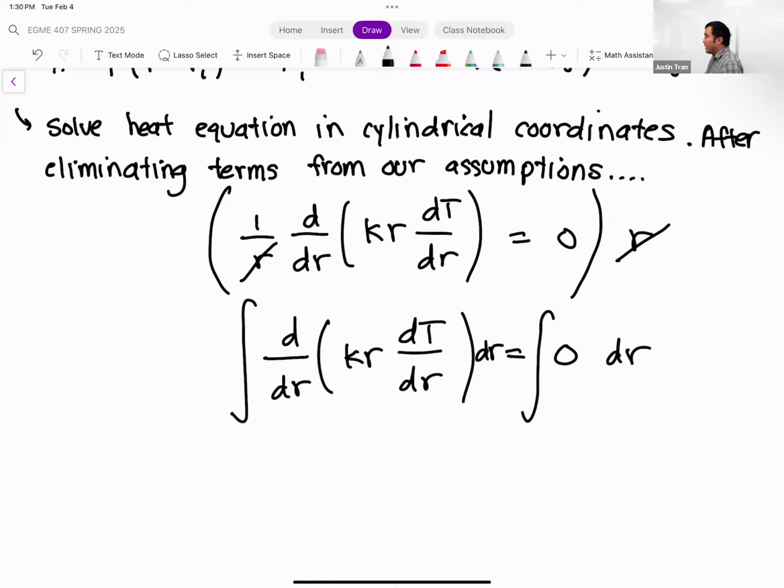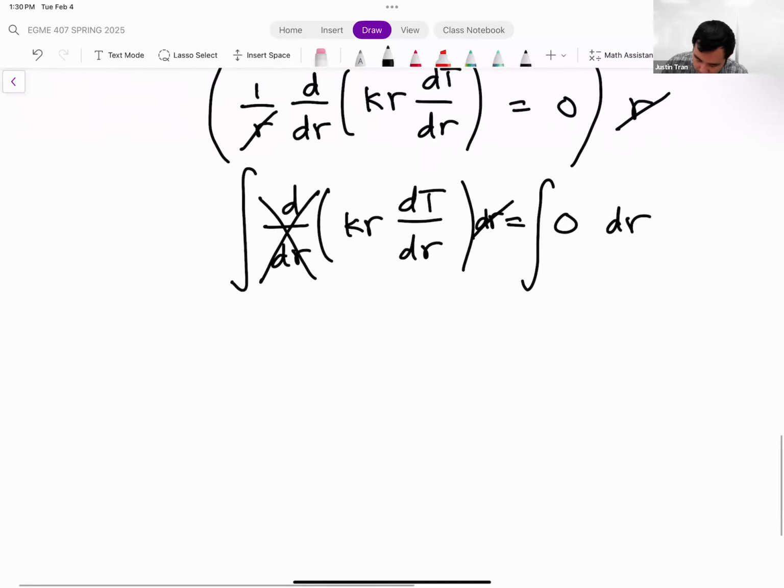So I'm going to integrate both sides with respect to r. What that integral is going to do is eliminate this derivative out here. On the left-hand side, we're left with k r dT/dr, is equal to... We're doing indefinite integrals here, so the integral of 0 is technically 0, but we have to add an arbitrary constant. And I'm going to call that C1.